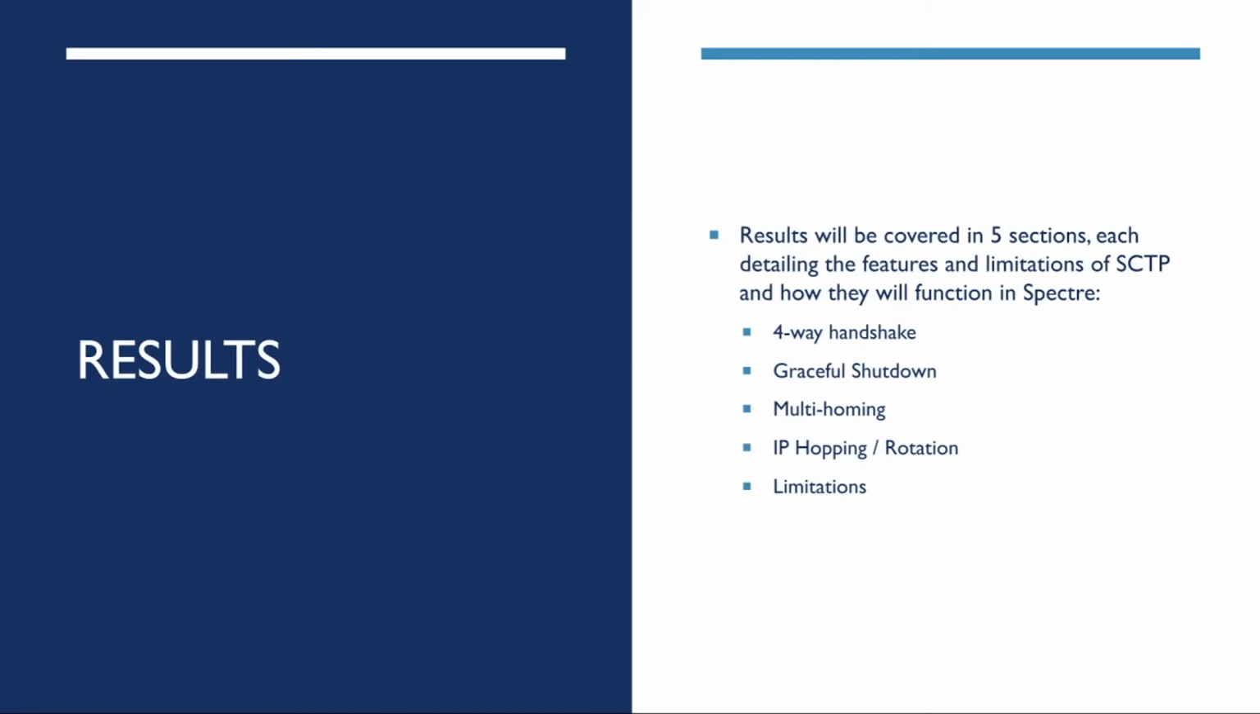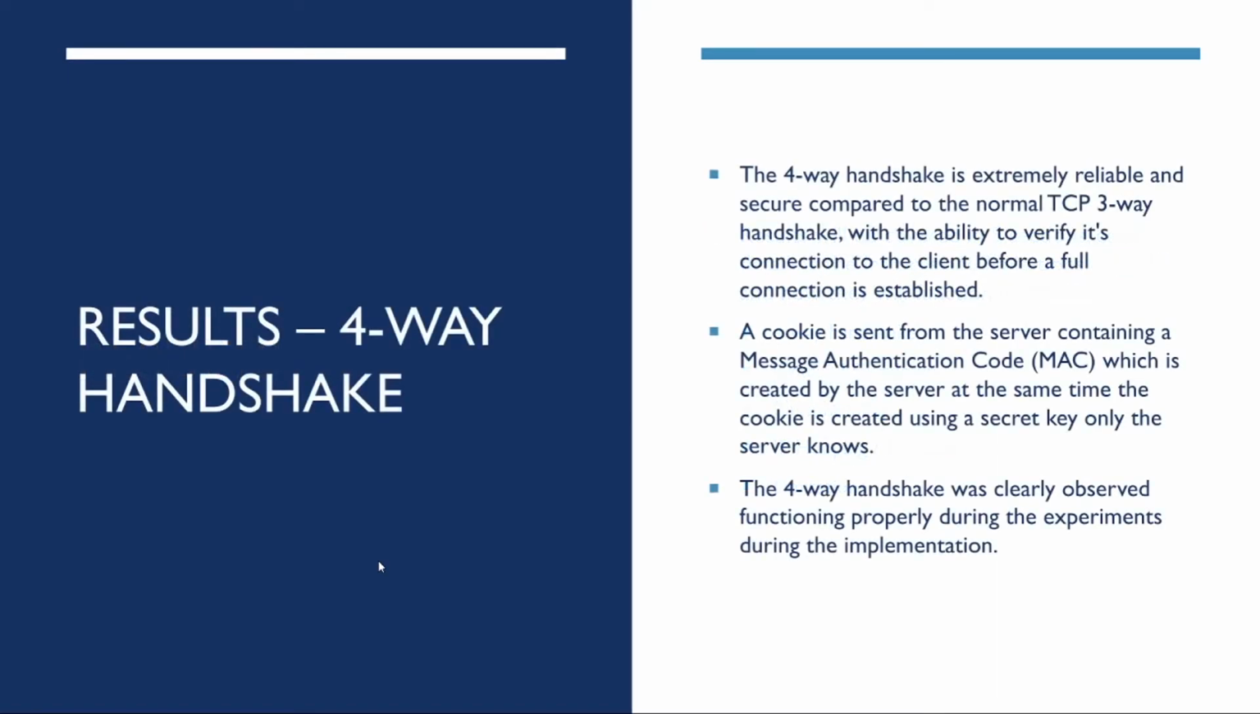The results will be covered in these 5 sections, each detailing the features and limitations of SCTP and how they will function in Spectre. First, the four-way handshake, then the graceful shutdown, multi-homing, IP hopping and rotation, and then the limitations. The four-way handshake is extremely reliable and secure compared to the normal TCP three-way handshake.